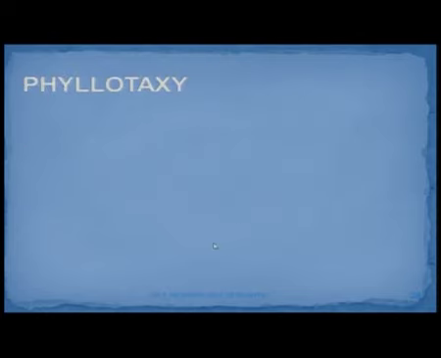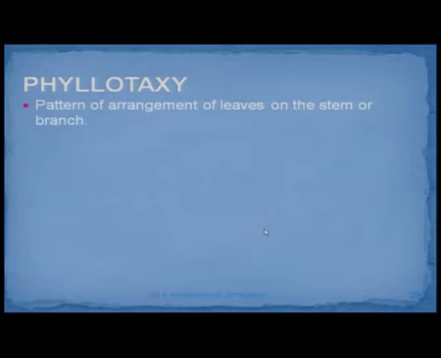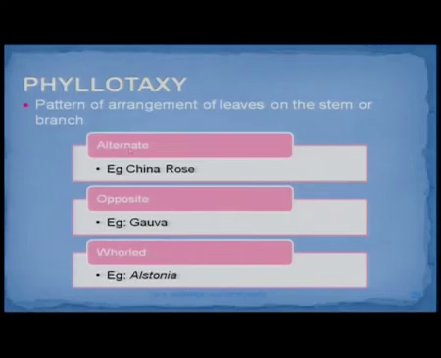Now we come over to the next topic, and that is phyllotaxy. Phyllotaxy means the pattern of arrangement of leaves on a stem or a branch. Have you ever noticed that leaves do not arise randomly on the stems? If you look closely, you will find there are definite patterns in which leaves are arranged. So, three most common patterns are alternate, opposite and whorled patterns.